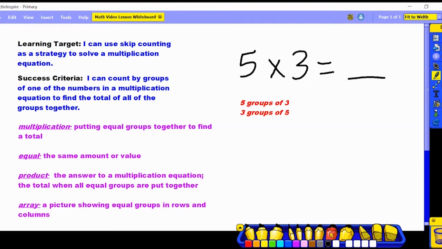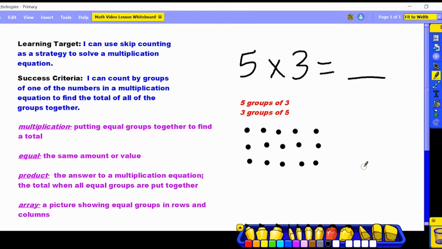I want to draw an array, since that's a good picture for us to practice. Let's draw an array that shows 3 rows with 5 dots in each row. My array is not perfectly straight, but hopefully you're able to still see those 3 rows of 5 pretty clearly. When I look at my array, I notice in the top row, I have 5. And so I'm already starting to think about what I could count by to solve this and figure out what the total for all those 3 rows of 5 would be together.